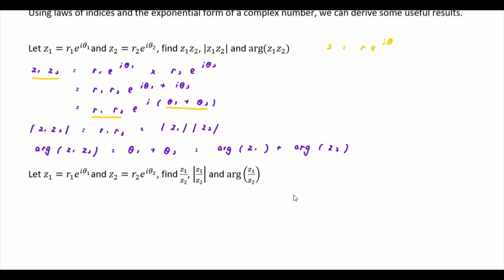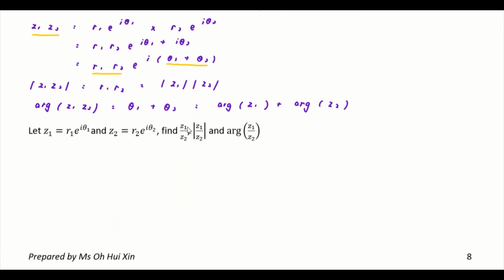Same thing, let's proceed with the division. Now we want to do Z1 divided by Z2. So what do we have? We have R1 e^(i theta 1) over R2 e^(i theta 2). Since this is a division, it's going to be minus in the index. So R1 over R2, then i theta 1 minus i theta 2. Same thing, we do factorization, so R1 over R2 times e^(i(theta 1 minus theta 2)).